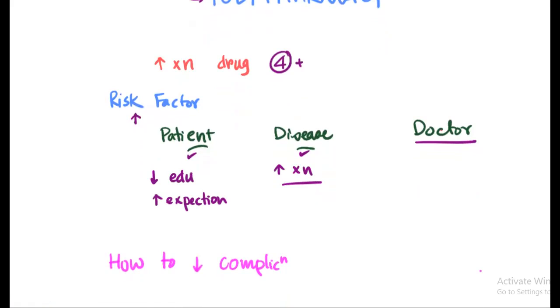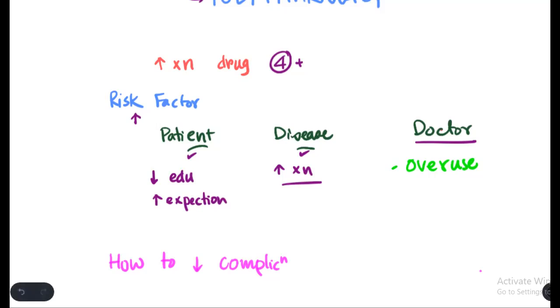Oftentimes, doctors overuse medications without proper evaluation of their impact in the long term. For example, an 80-year-old patient taking a bisphosphonate will probably not have that much benefit, or taking statins, probably not much benefit because he will not live long. So if possible, stop those drugs.